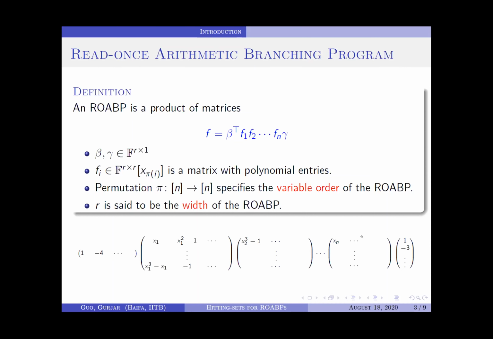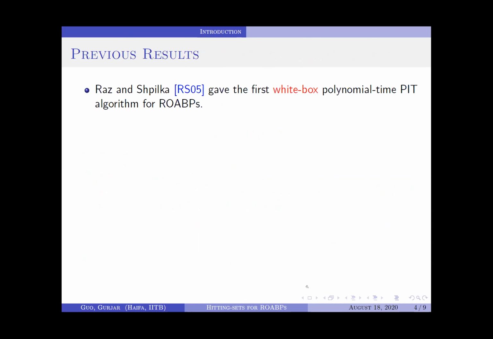This is an example of ROABP. Here I list some of the most important results. Raz and Shpilka gave the first white box polynomial time PIT algorithm for ROABP. It's called white box because the algorithm has full access to the input ROABP. On the other hand, we could also ask for a black box PIT algorithm.